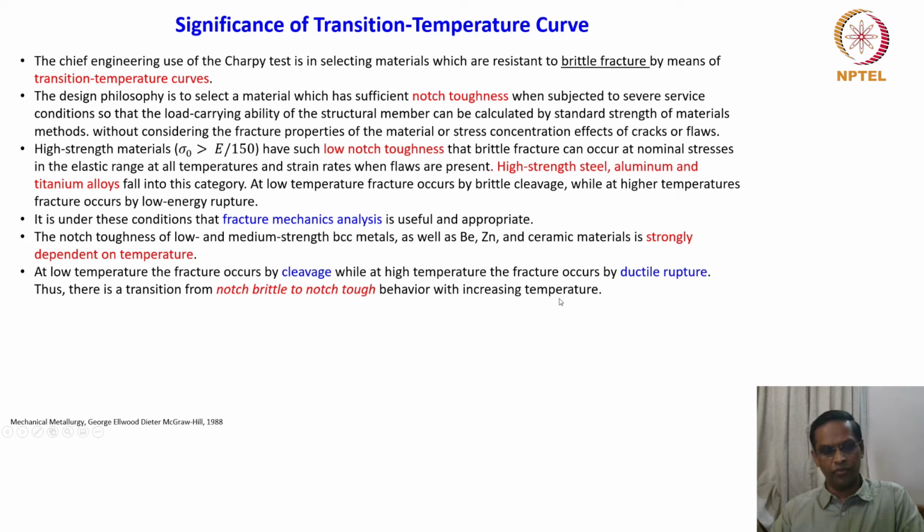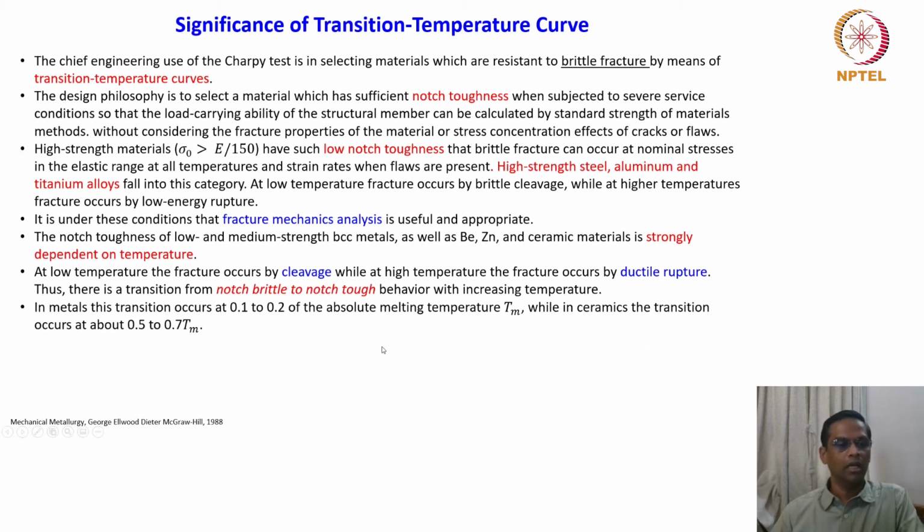So we have kind of accounted for why the ductile to brittle transition is shown by some of the materials and how the other materials behave under this high impact loading condition. That's all. In metals, this transition occurs at 0.1 to 0.2 of the absolute melting temperature, Tm, while in ceramics, the transition occurs at about 0.5 to 0.7 Tm.